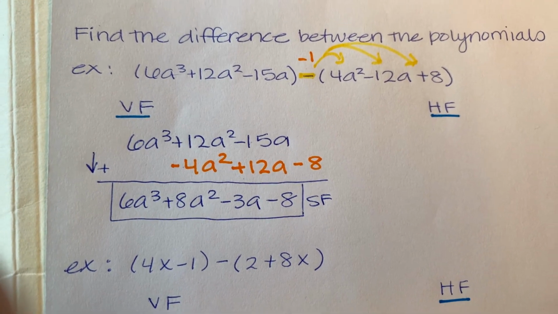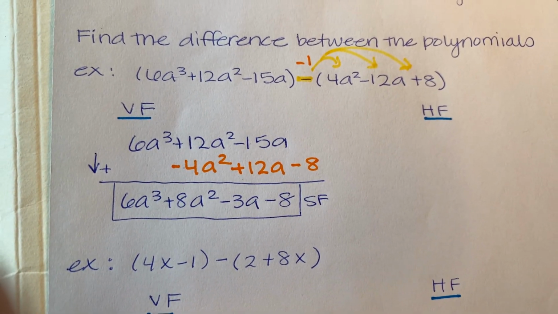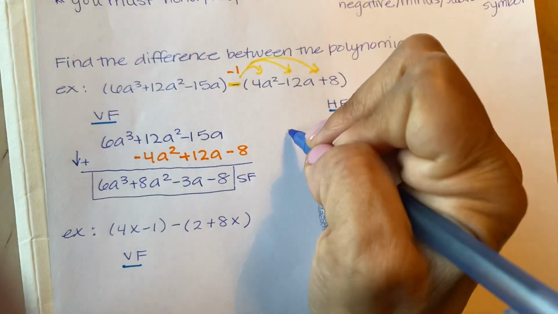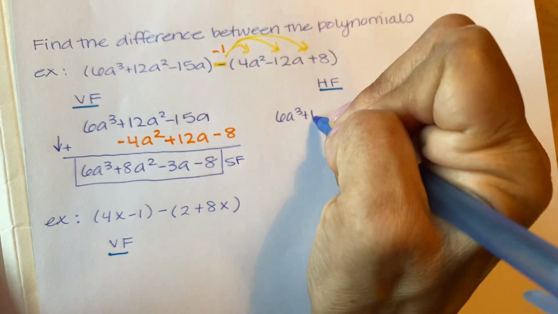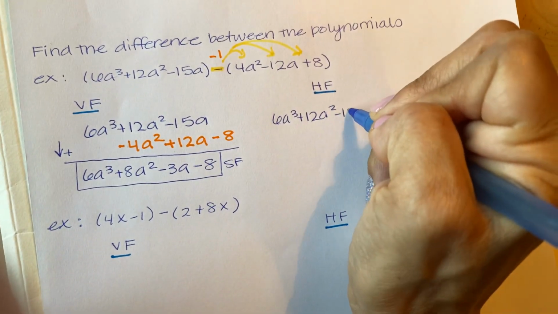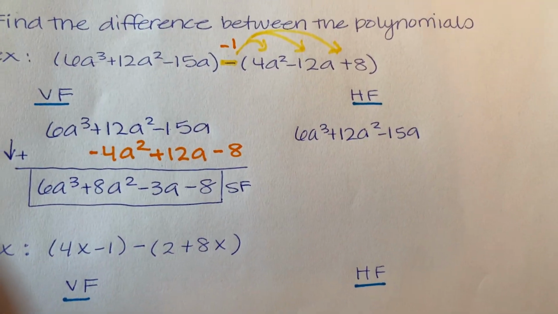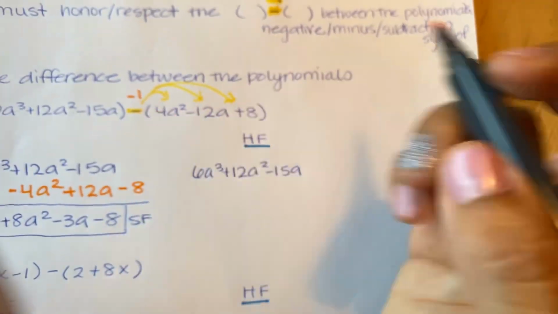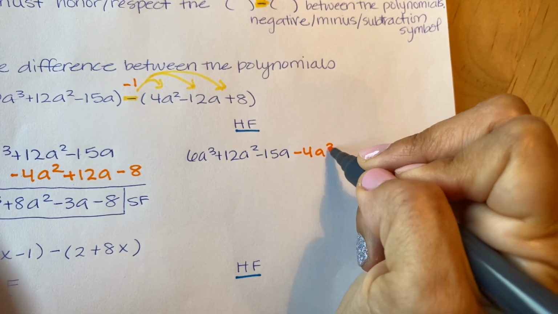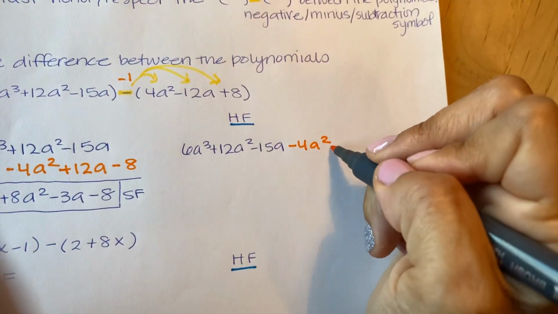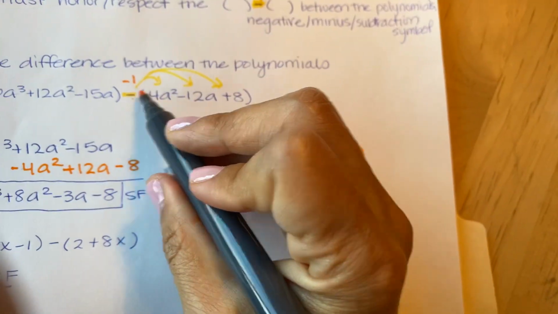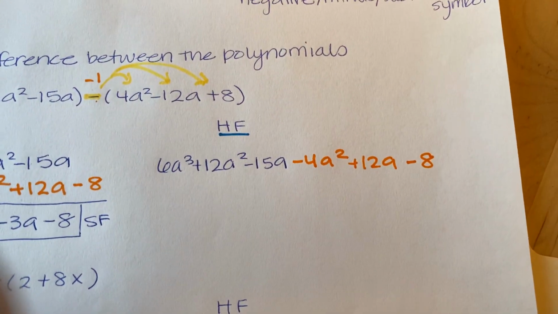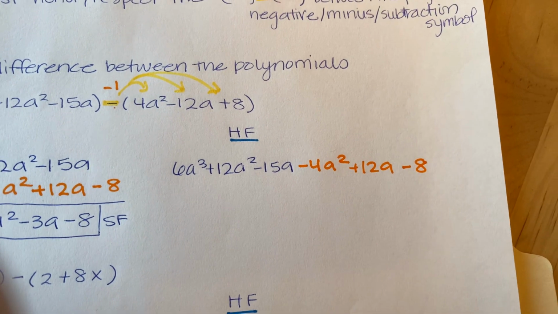Okay, keep going. Okay, as far as your horizontal format, you're just going to write it in a line, 6a cubed plus 12a squared minus 15a. And then again, let's grab that marker. You're just going to distribute that -1. So -1 times 4 is -4a squared, negative positive 12a, negative positive -8. And then you just from there combine your like terms.